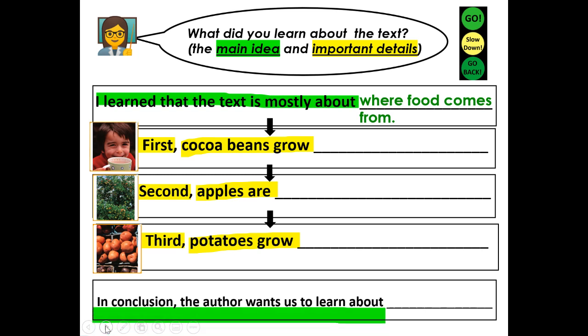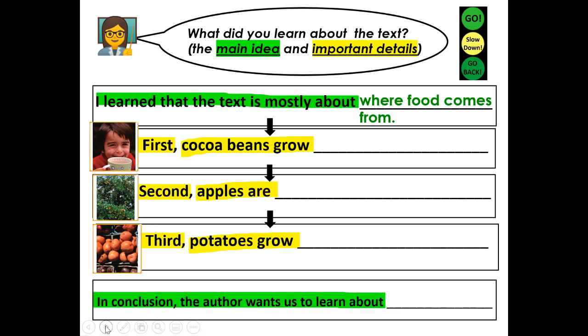All right. In conclusion, the author wants us to learn about where food comes from. So I want you to restate your topic or your main idea. Just say it out loud. You don't need to write the sentence. In conclusion, the author wants us to learn about where food comes from.